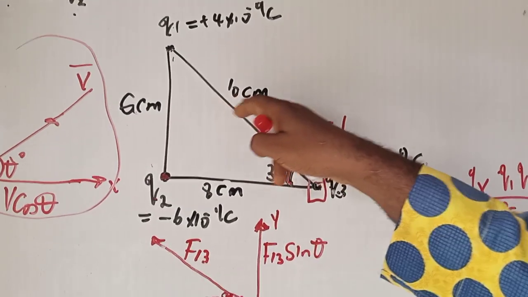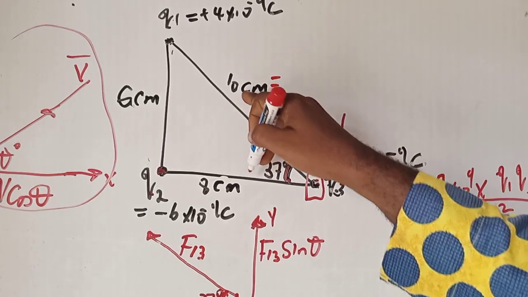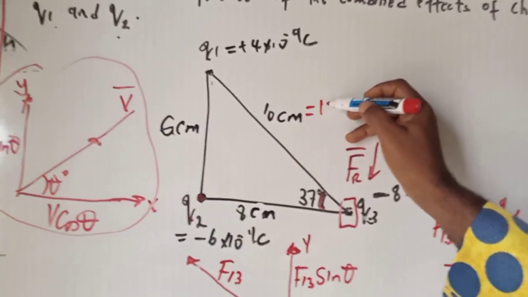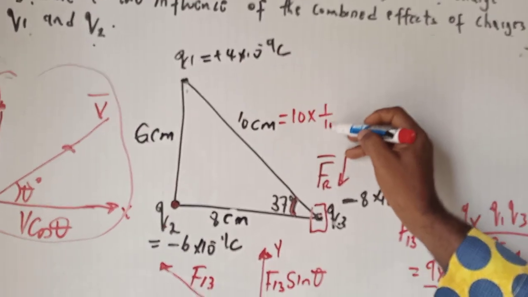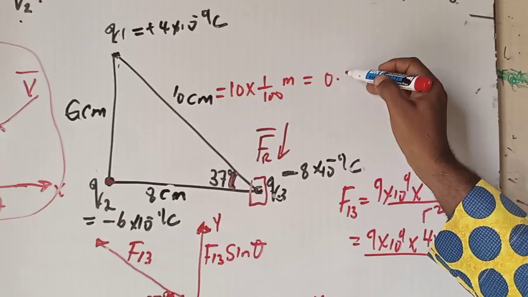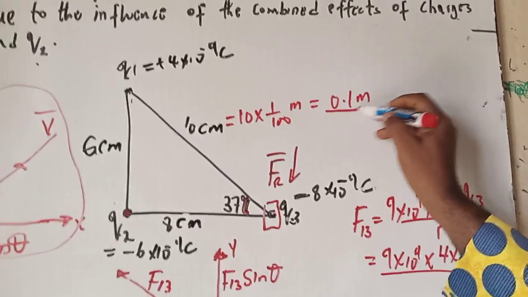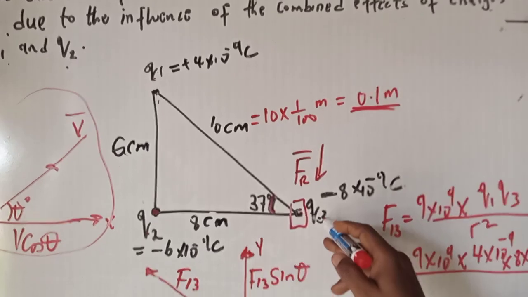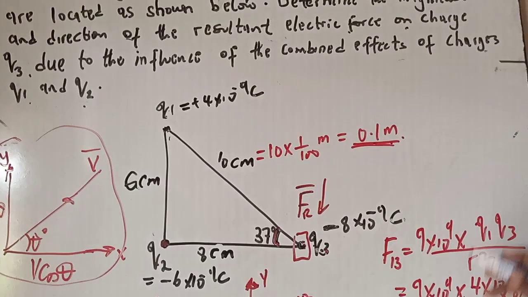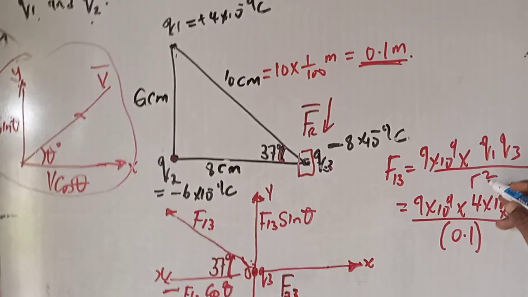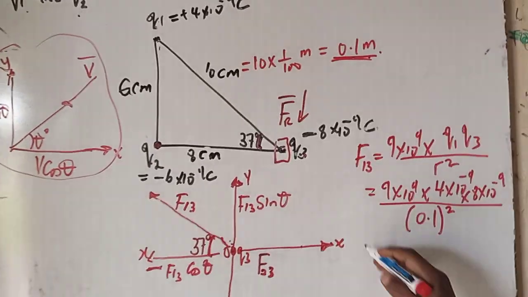Now the distance here is 10 centimeter. You know that centi means 1 over 100. It means 10 centimeter is the same thing as 10 times 1 over 100 meter, which is 0.1 meter. So the distance between these two charges Q1 and Q3 in meter is 0.1 meter. So I put it this way as 0.1, then you will square it.